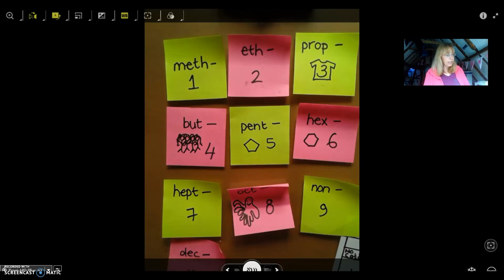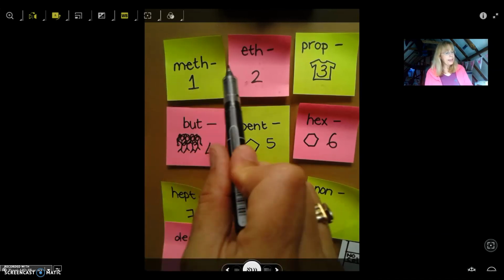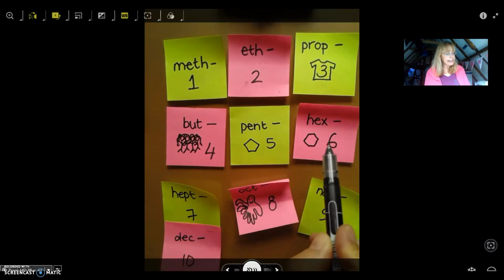Okay, there we go. So let's do it a little bit higher so you can all see. This is what you've got to remember: meth, eth, prop, bute, pent, hex, hept, oct, non, dec. Can you say that with me?